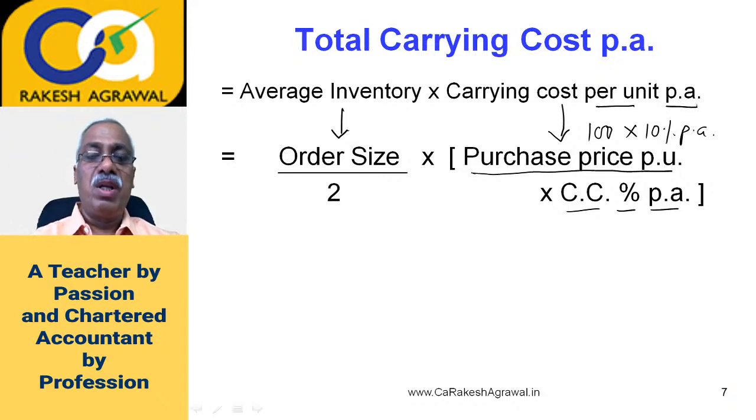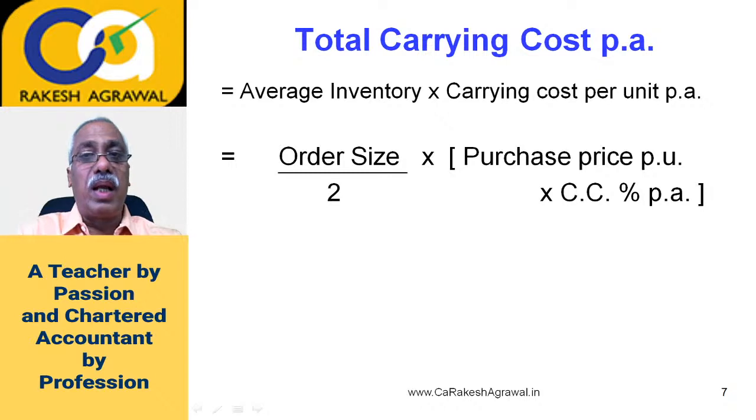Is that clear? So if carrying cost per unit per annum is not readily given, then you will calculate it as purchase price per unit into carrying cost percentage for the year. And then using these two figures, you will get total carrying cost per annum.